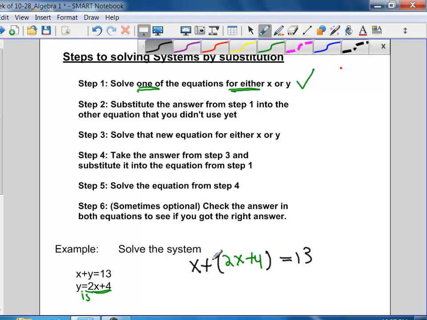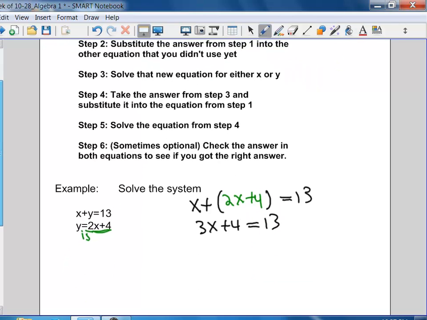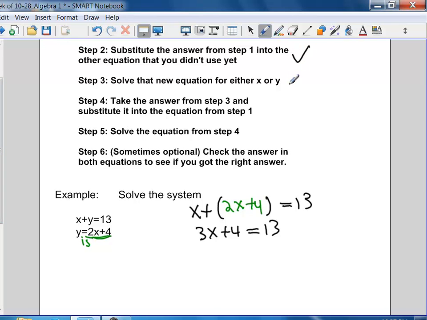And we're going to drop the parentheses because, again, it's a 1 distributed. And there's a plus sign here. So this is basically saying now we have 3x plus 4 because I added this to this. And then the 4 just stayed. Equals 13. Okay, good. So we've done this. We are now solving this equation for x or y. That's what we're doing right now.